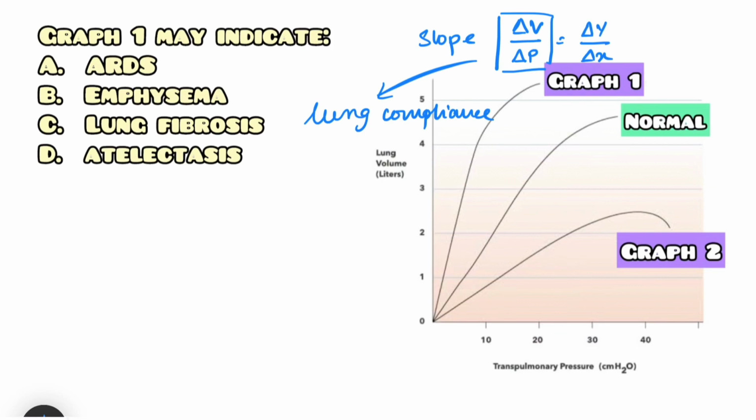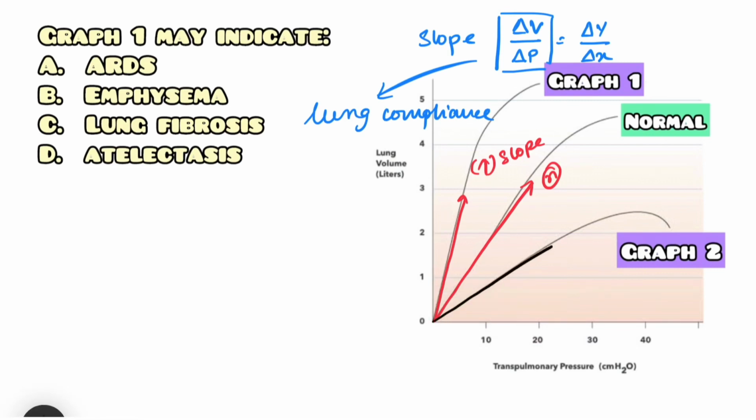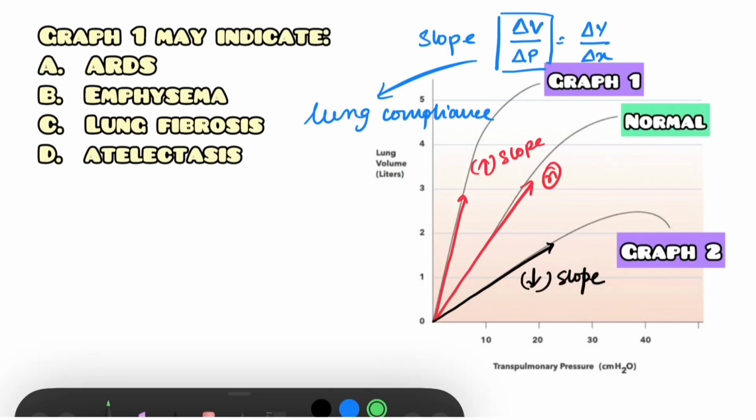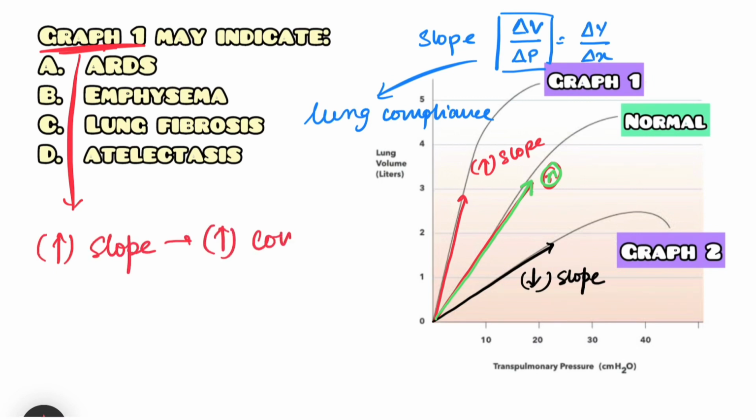Now basically the slope will be over here, if this is the normal slope, then this slope is an increased slope, and over here this one is a decreased slope. So graph 1 simply represents an increase in slope. That means there's an increase in compliance.